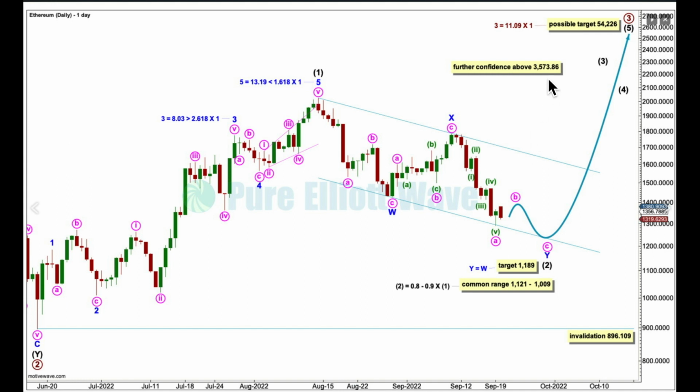On the way up, we can have further confidence in this bullish wave count if we see a new high above 3573.86 and that possible target for primary 3, 54,226.